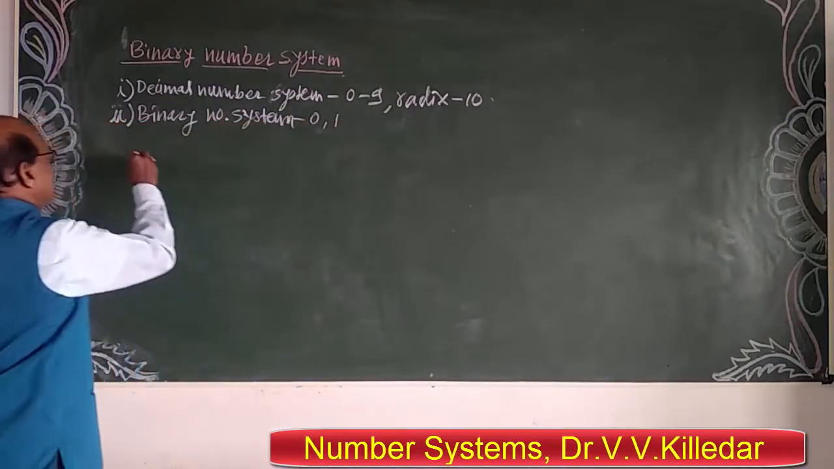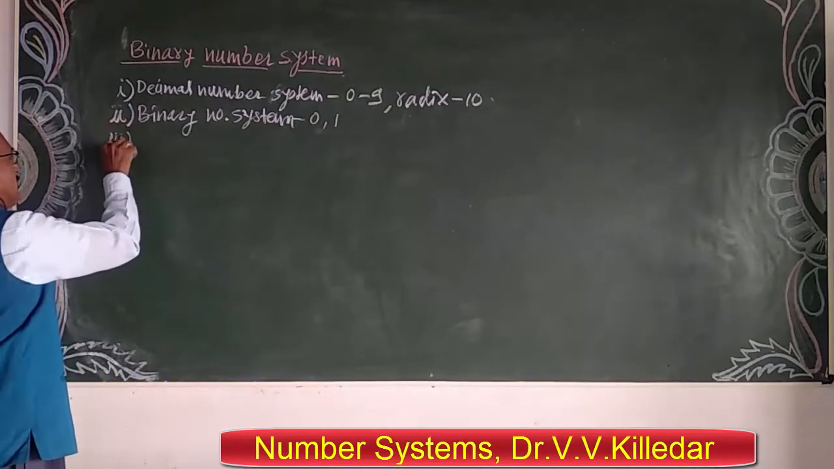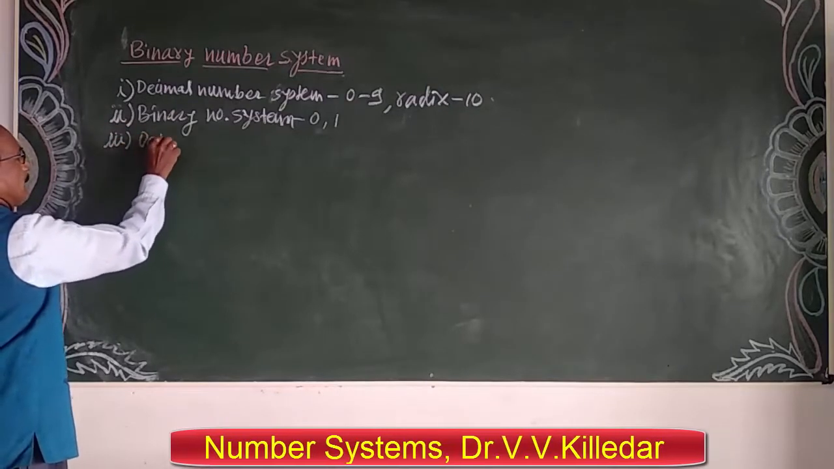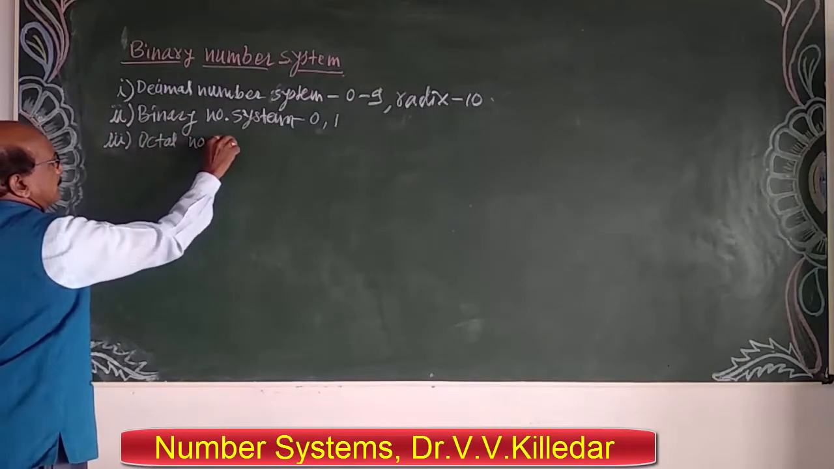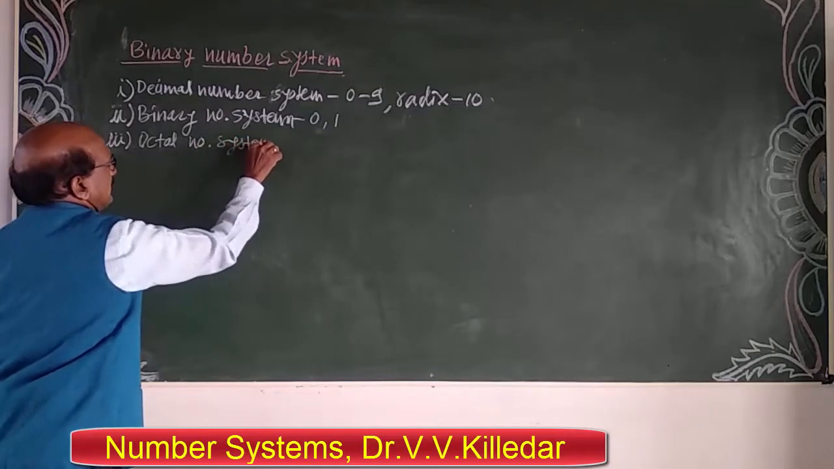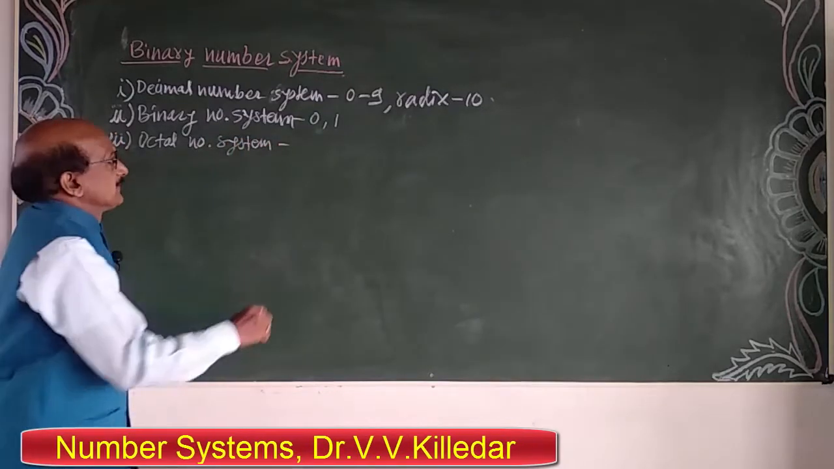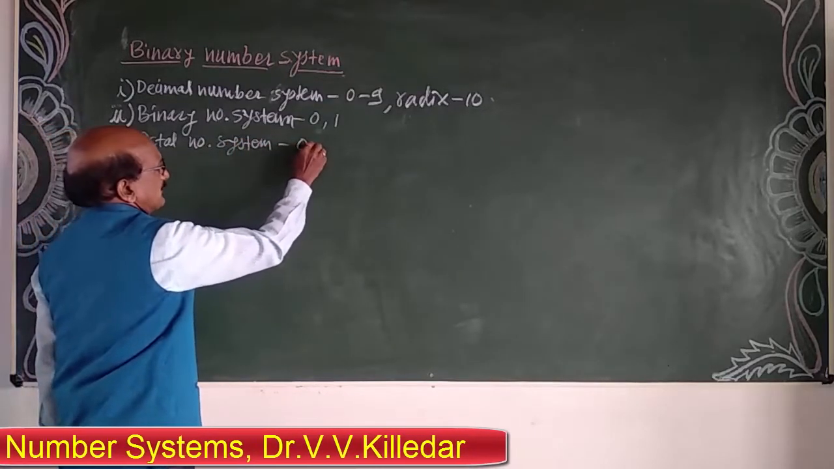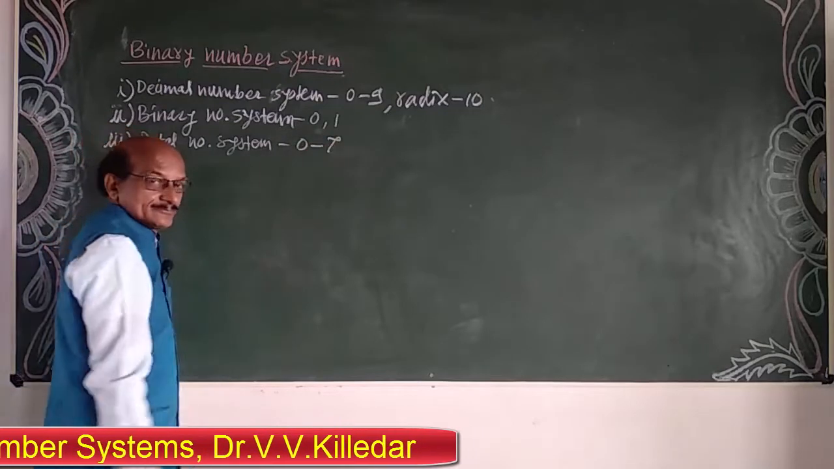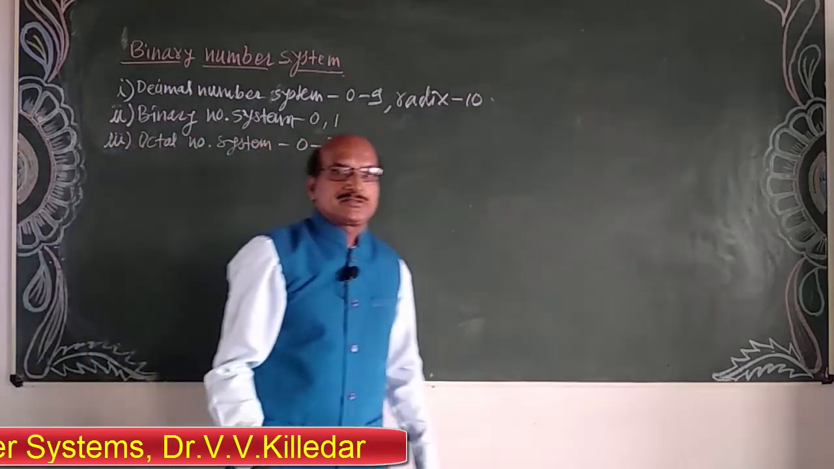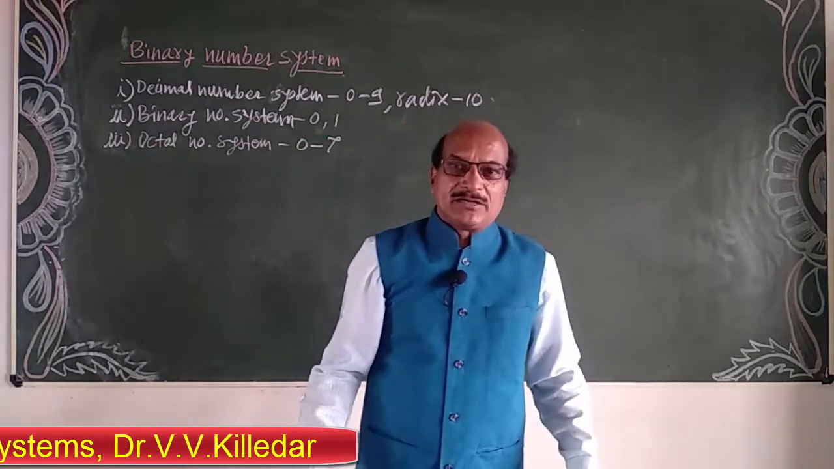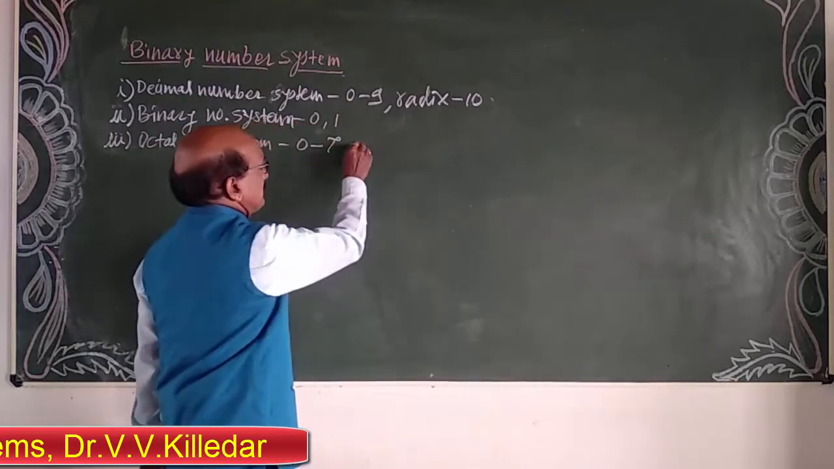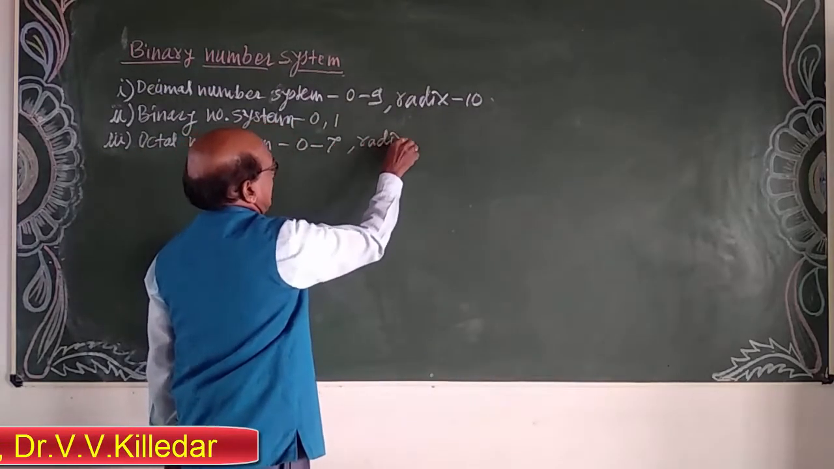The next number system that is used in computers is octal number system. In this number system, 8 symbols, 0 through 7, are used to define any number. Therefore, the radix of this number system is 8.